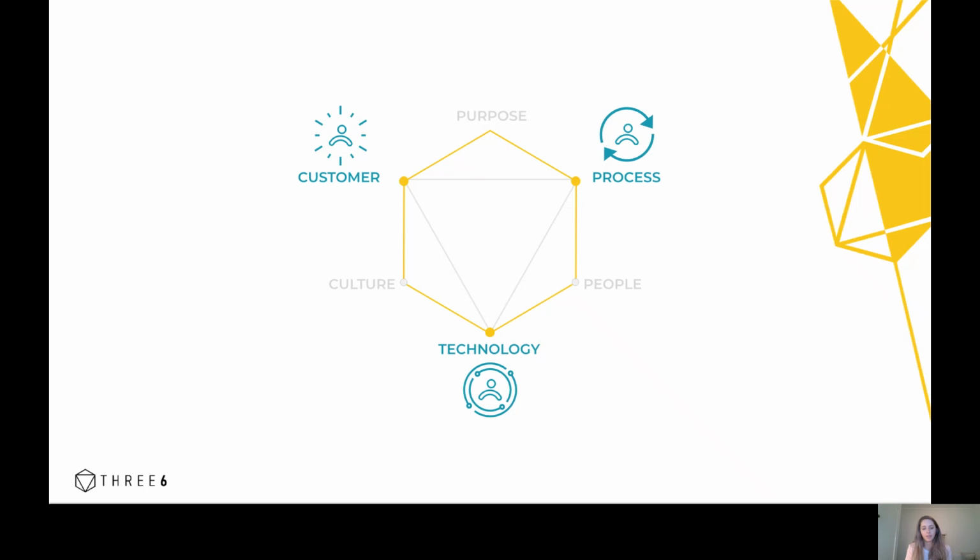So in a nutshell, what we always have in a Service Blueprint is this triangle that we always talk about: the customer, the process, and the technology. And we also have people, culture, and purpose. So why things are happening, who is doing them, how they are feeling, and ways of working.